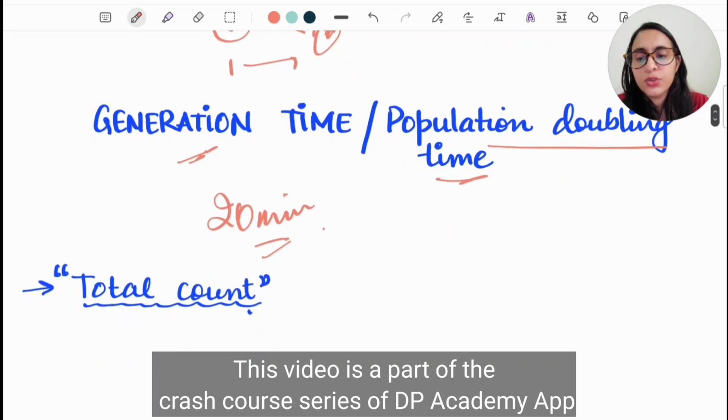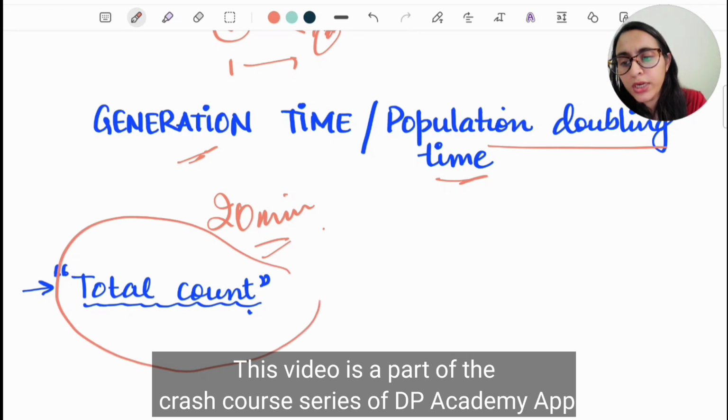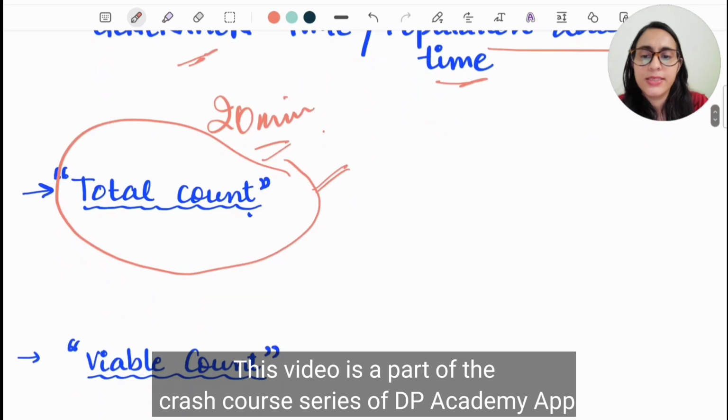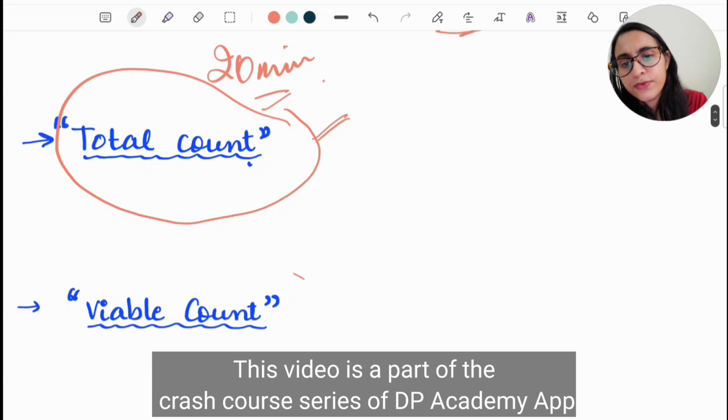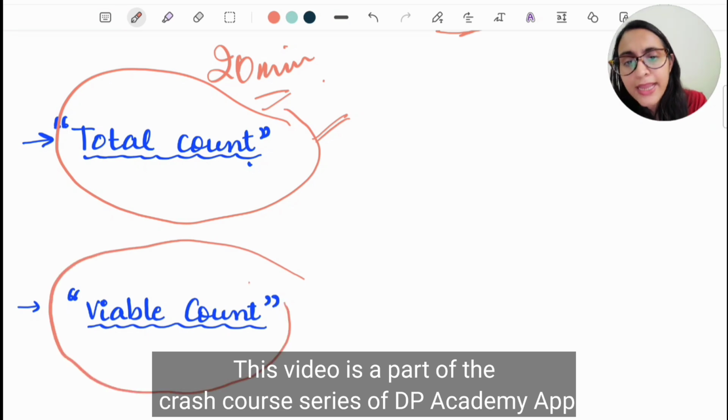The total count is the total number of cells that are present in a sample. Either they can be viable or non-viable. Viable means they are able to multiply, and non-viable means they are not able to multiply. So either they are living or not. Total count means the total number of the cells that are present in a sample. On the other hand, if we say viable count, that means the live cells that are present. So these are the total number of cells that are capable of multiplication.